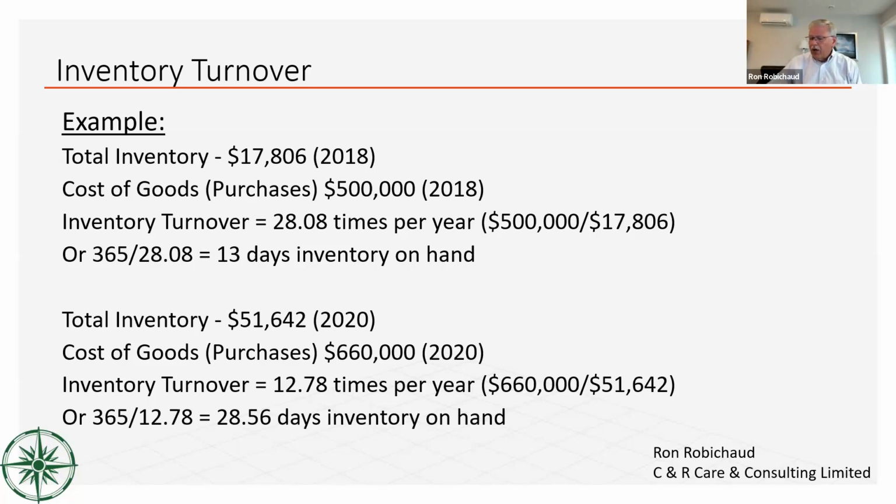So if we take the cost of goods, let's take the 660,000 divided by, it was 1.16, I think, million in sales. So the cost of goods was actually 57%. So in 2018, for every dollar of sale, it cost us 63 cents in product. In 2020, for every dollar of sale, it cost us 57 cents.